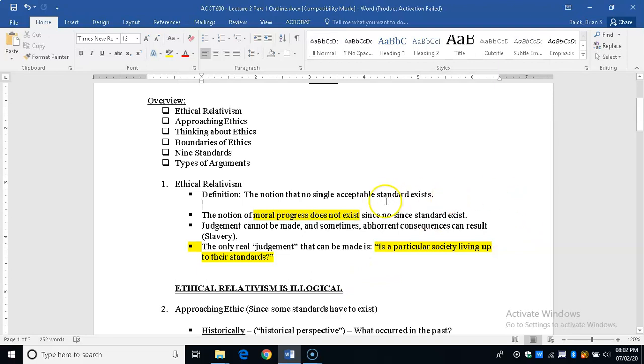So what you need to know is that ethical relativism is this notion that there is no acceptable standard, but that's illogical. Ethical relativism is illogical because if you think that there is no acceptable standard, then isn't that a standard in itself? That's what makes it illogical. It's like saying, for example, everything I say is wrong. Well, then doesn't that mean that that statement, everything I say is wrong, should also be wrong?